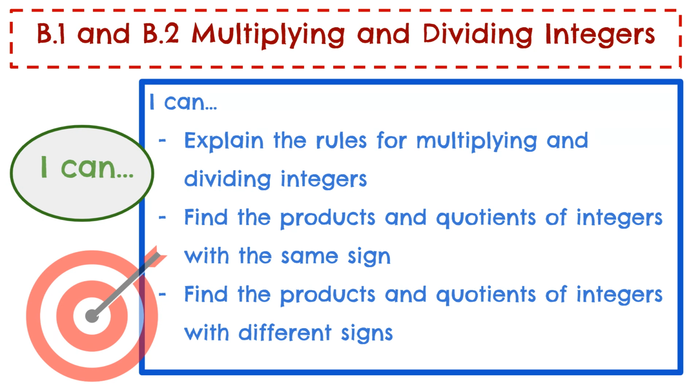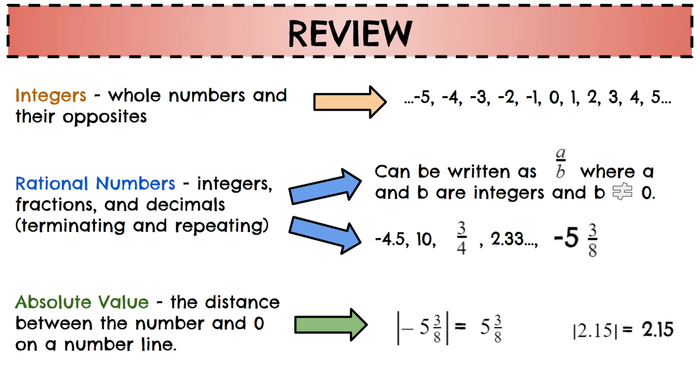Our I can statements for this lesson are: I can explain the rules for multiplying and dividing integers, I can find the products and quotients of integers with the same sign, and I can find the products and quotients of integers with different signs.